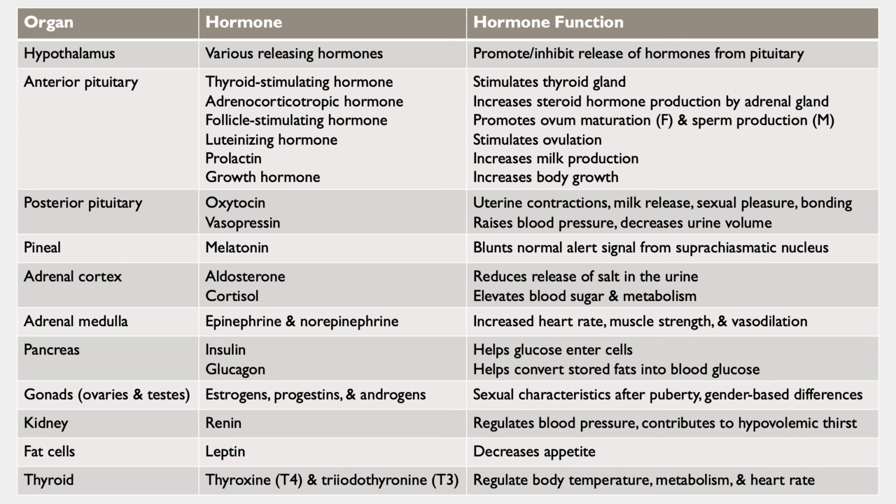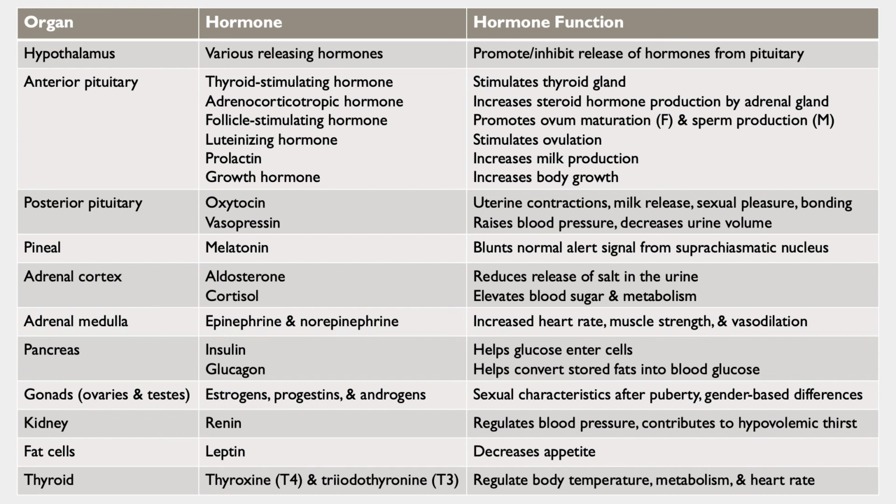The adrenal cortex releases aldosterone and cortisol, really important parts of our HPA axis, one of the components of our stress response that we'll learn quite a bit about in this course. Aldosterone reduces the release of salt in the urine. Cortisol, which is one of our primary glucocorticoids, elevates blood sugar and metabolism and is part of our survival mechanism.